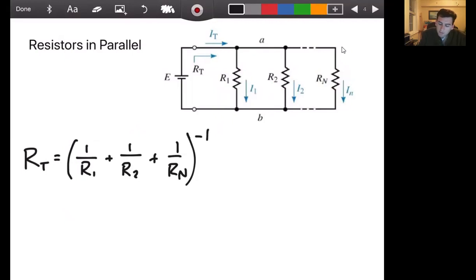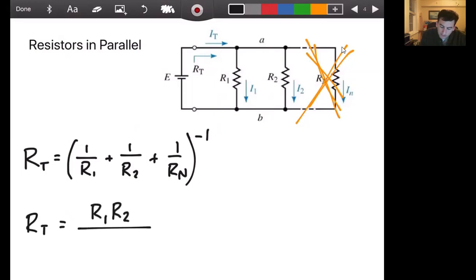Another way to write this would be just to put a -1 exponent on the right side. In a special case where we only have 2 elements in parallel, so if all we had was R1 and R2, then again, only in this special case where we have 2 resistors in parallel, our equivalent resistance, our total, would be the product of the 2 resistors divided by their sum. And again, that's only for 2 resistors in parallel.